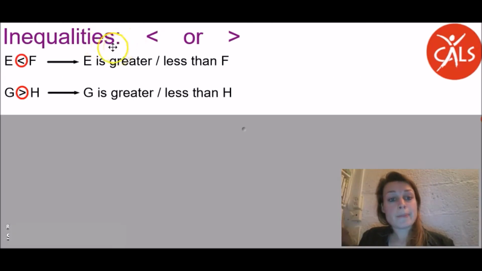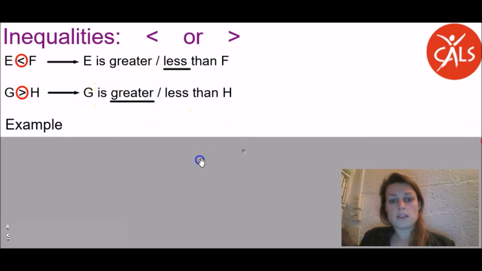So these signs, you know, this sign means the first one is smaller than the next one. So E here is smaller than, let's underline that to make it clear, less than F. And here G is bigger than H. So G is greater than H in this case.